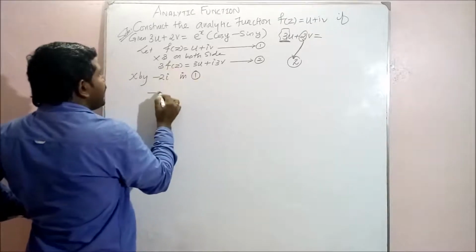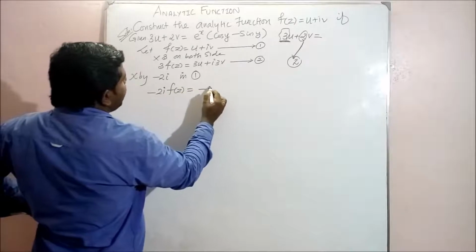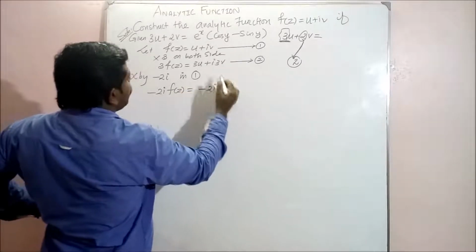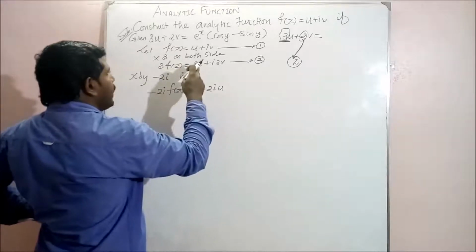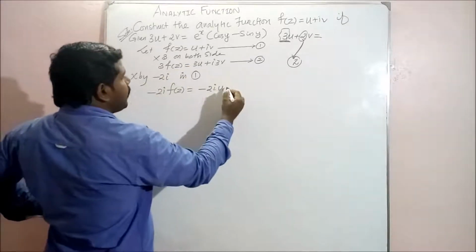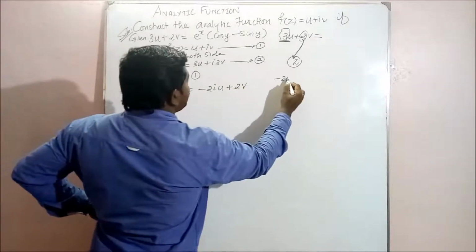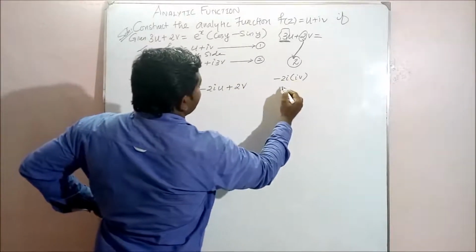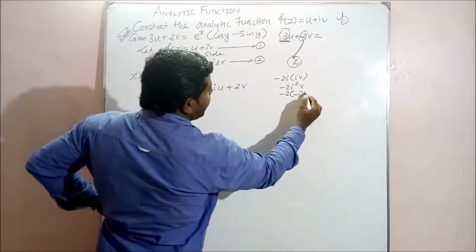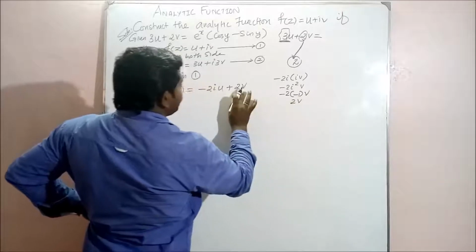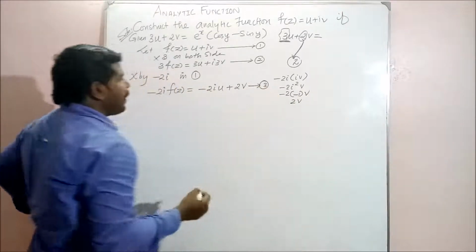So அப்ப என்ன ஆயிரும் அப்படினா -2i f of z equal to -2i u. அப்புறம் -2i into iv, -2i square v, i square அப்படினா -1, அப்ப +2v அப்படினு வந்துரும். அப்படி 2v கிடைக்கும். This is equation 3 அப்படினு வச்சுக்கோங்க.